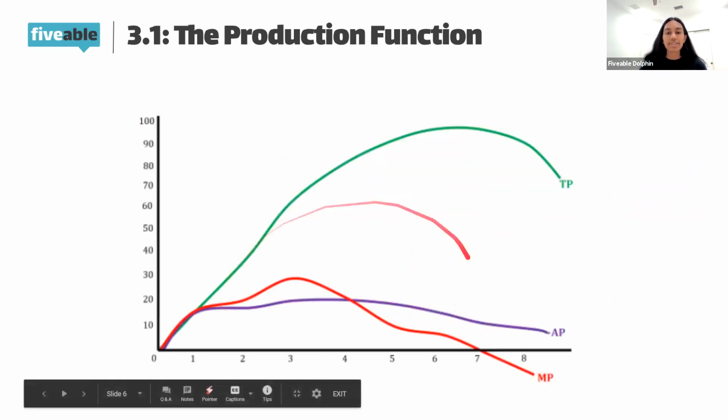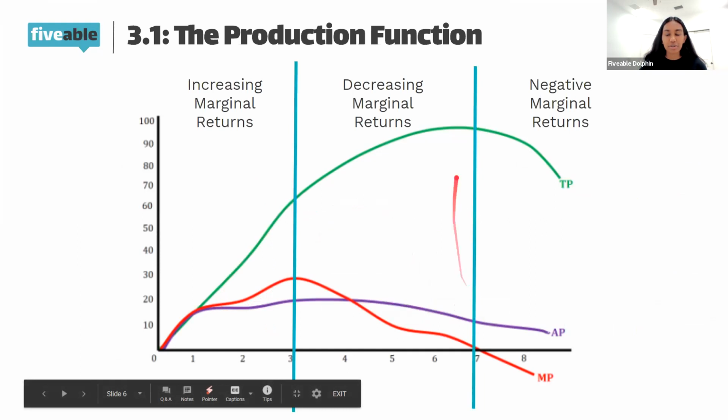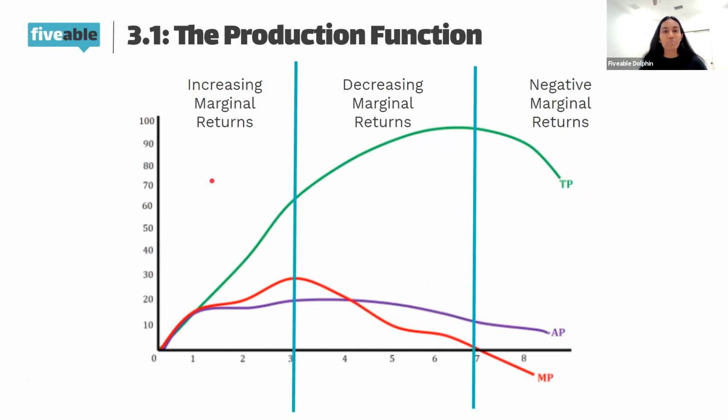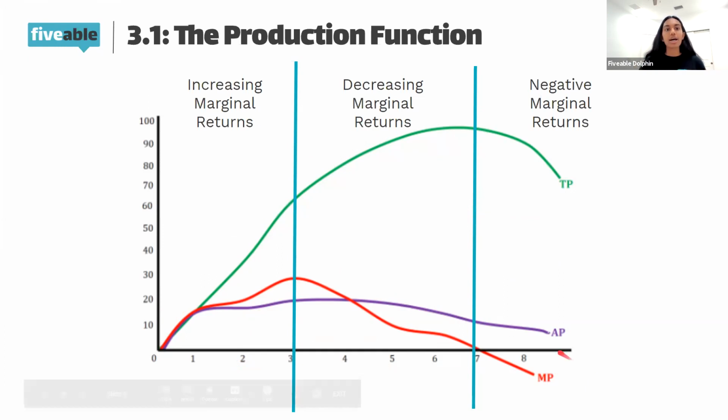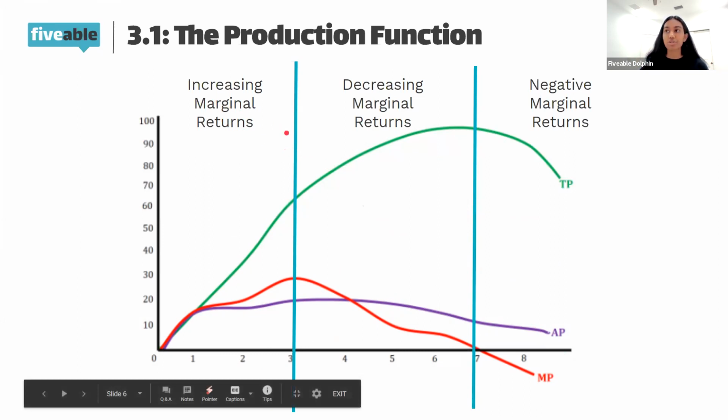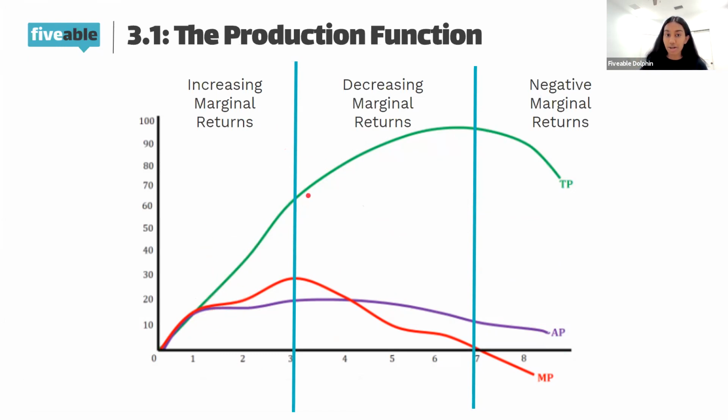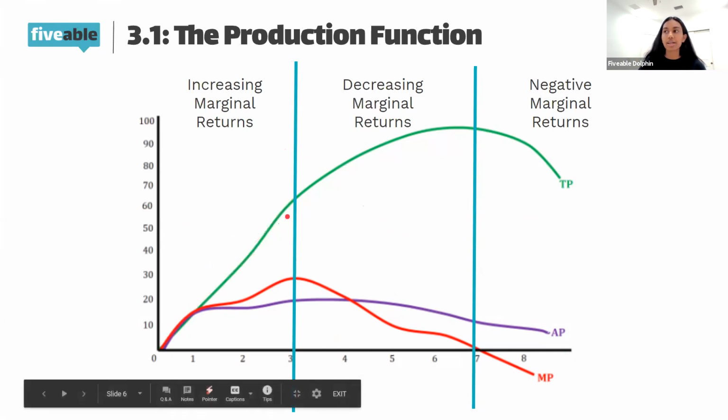So basically these are the stages of returns. Those lines are not straight, I just realized that. But basically there's 3 different stages, and this graph shows how the total product, average product, and marginal product change as you increase inputs. So the first stage is increasing marginal returns. That means marginal product is increasing, and this causes total product to increase at an increasing rate. So the slope is steep on the total product line here.